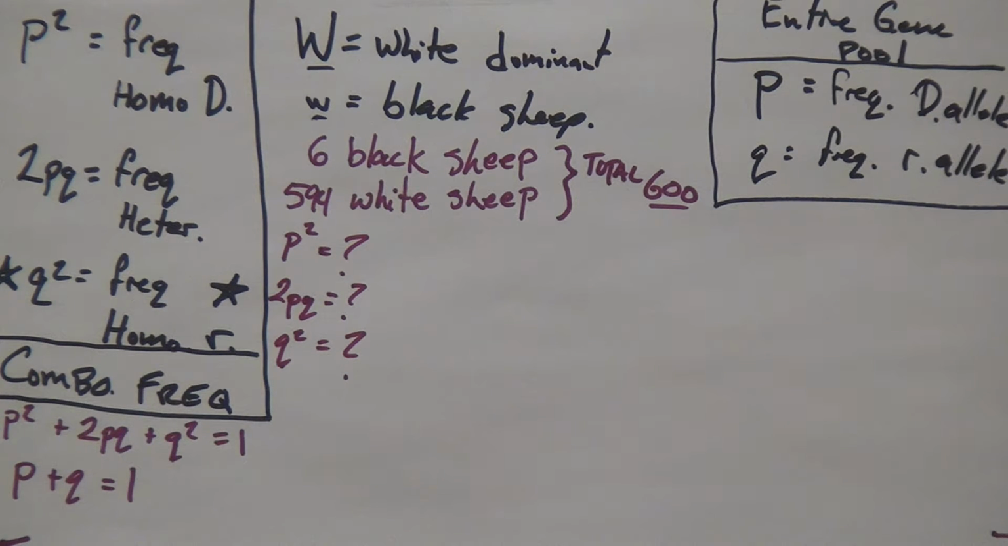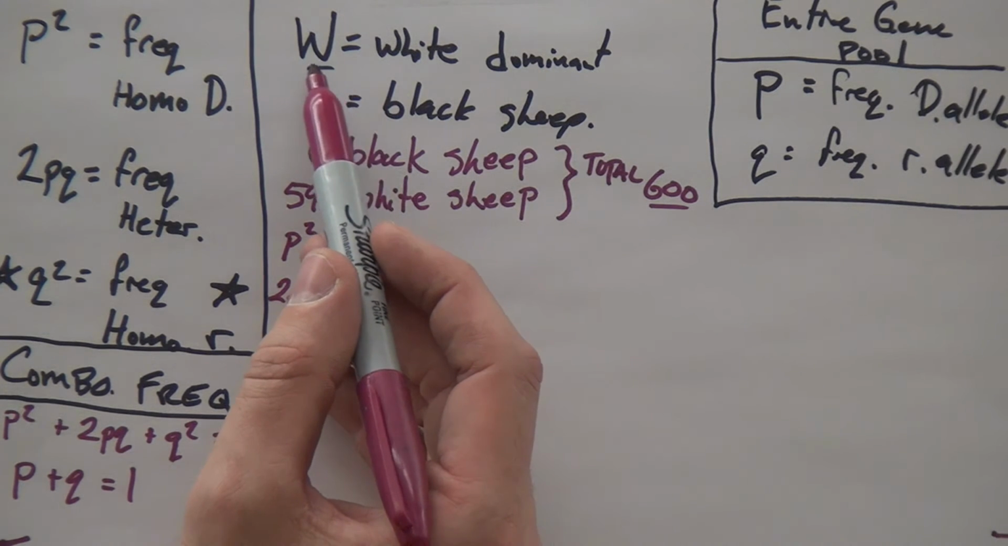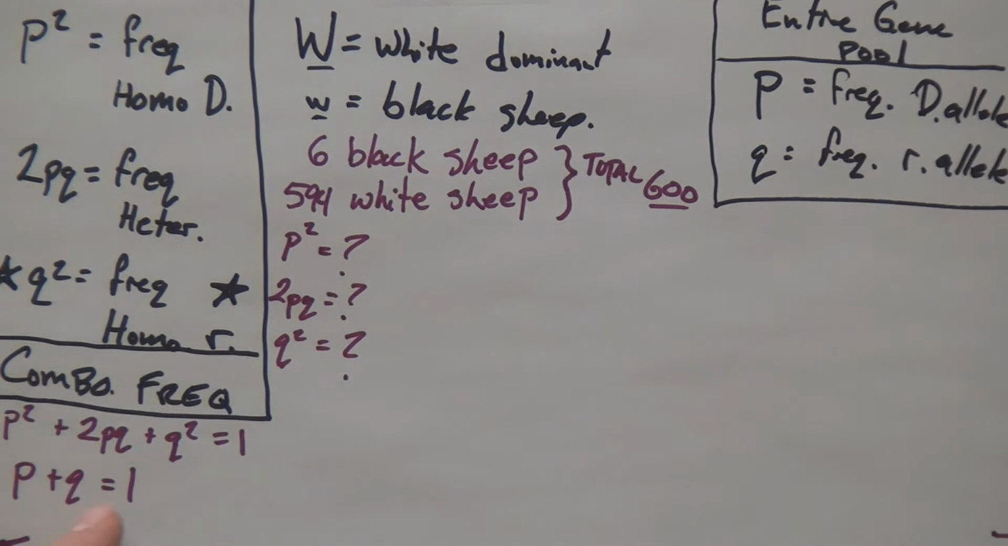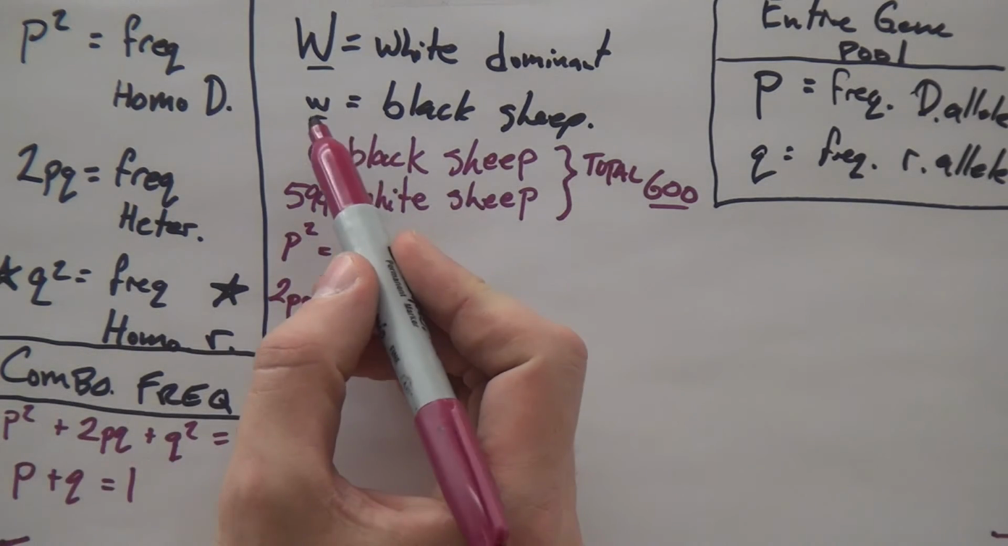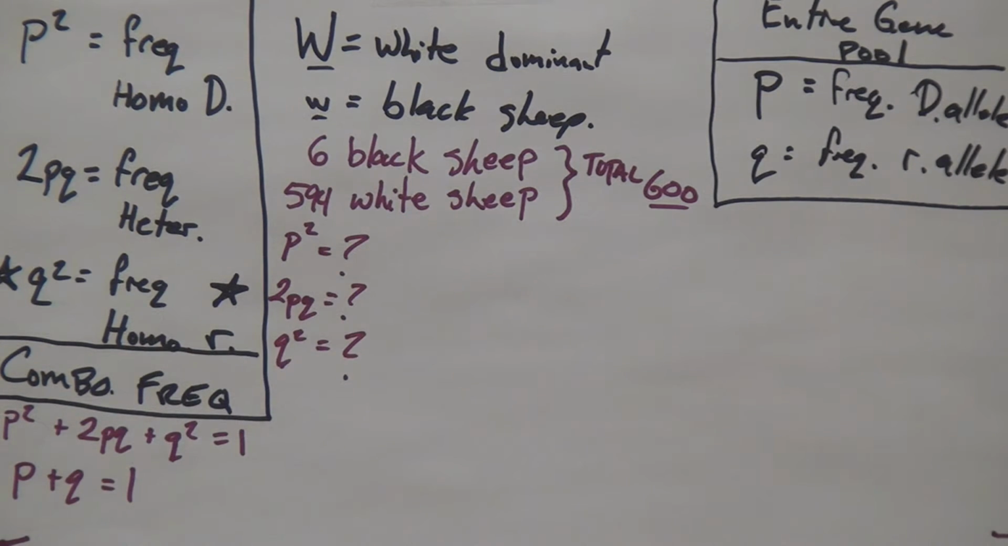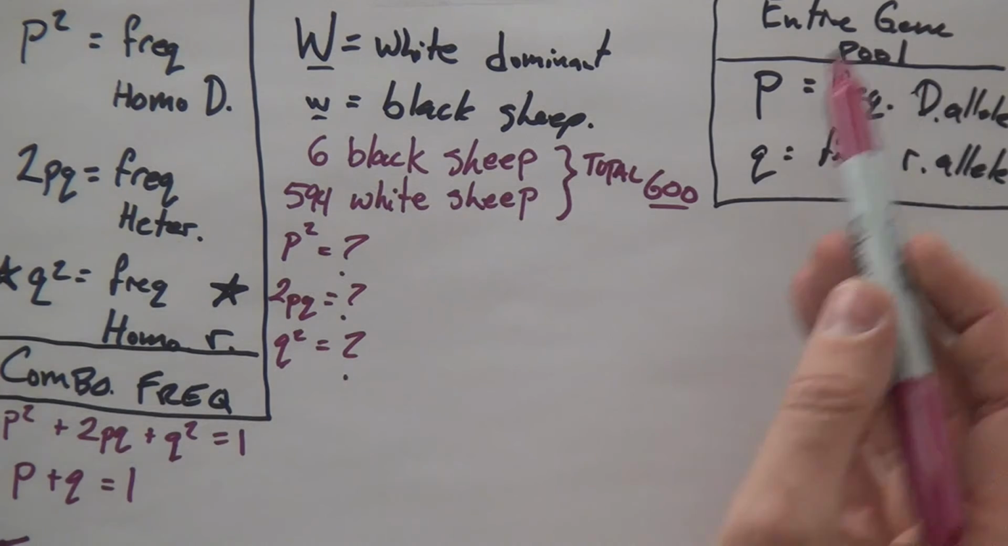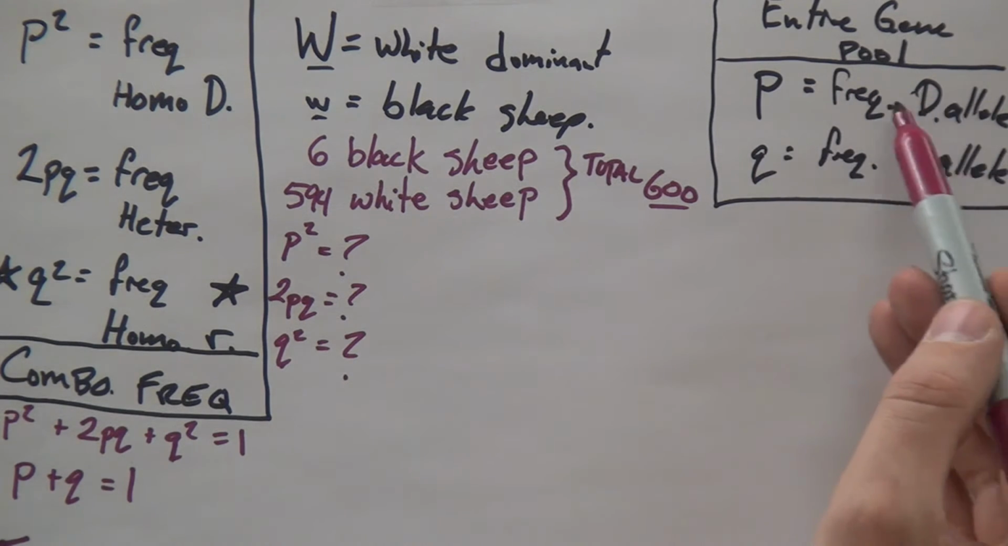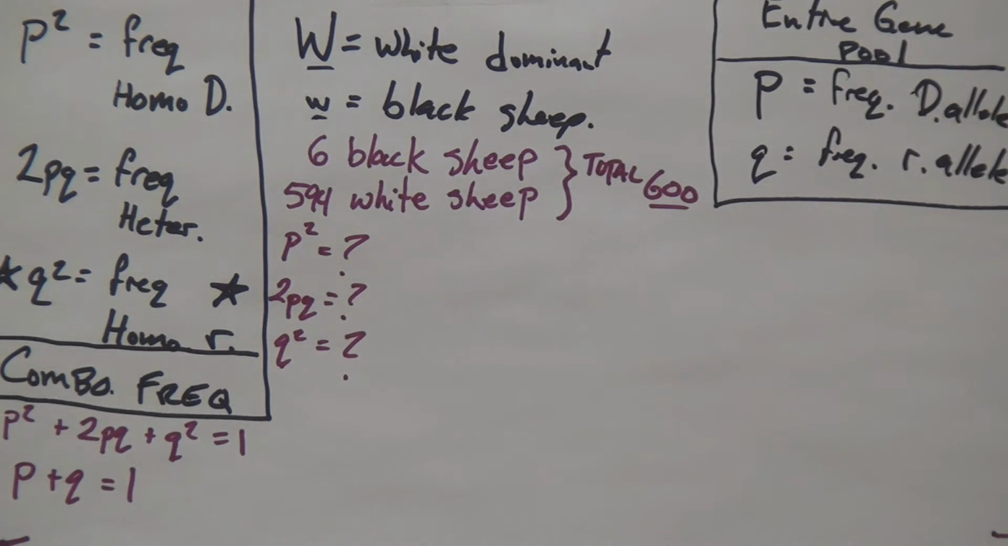Okay? Now in order to get that, we need to remember our two major formulas down here. That includes p plus q equals 1. What that means is that this p represents the frequency of how many dominant alleles there are, the capital letters. And q represents how many of the w's in the entire sample size, in the entire gene pool. What's the frequency of the dominant allele and what's the frequency of the recessive allele.